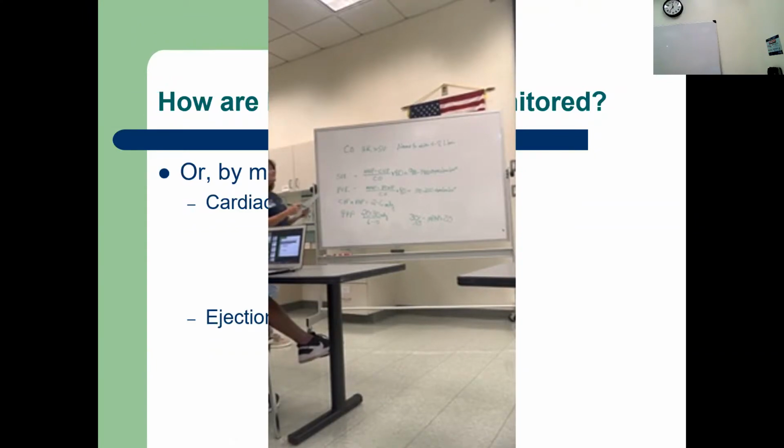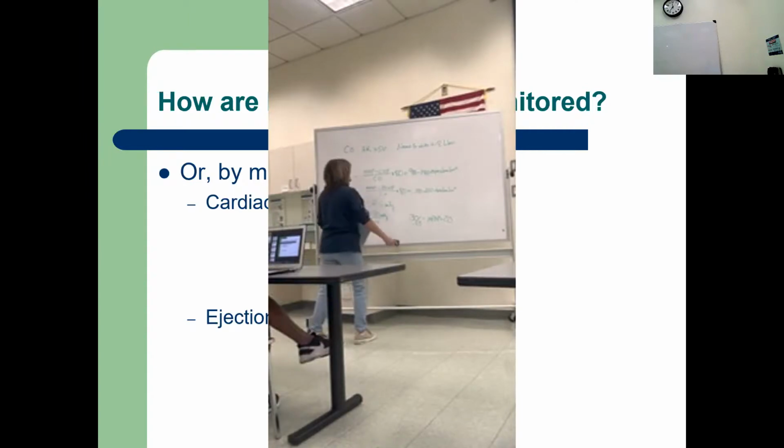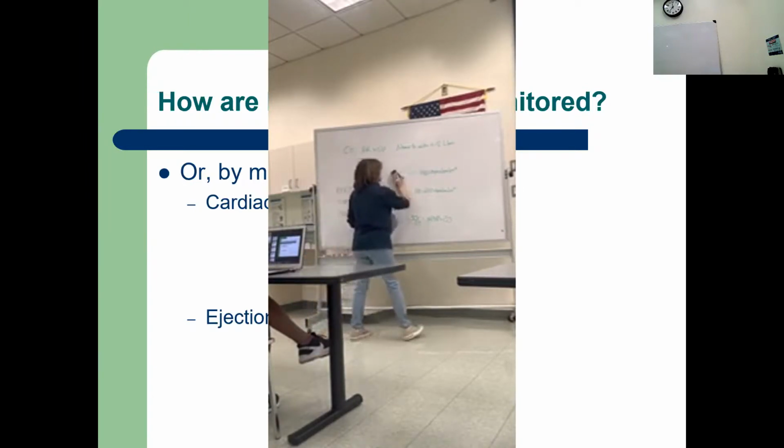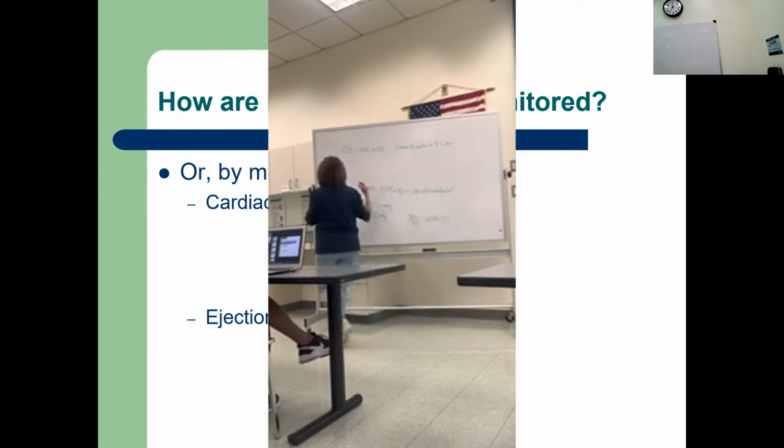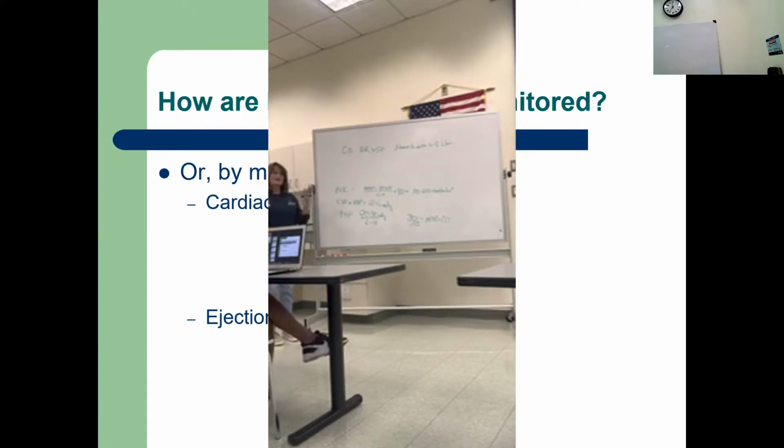And then ejection fraction. Okay, if you don't remember that one, it's okay. Stroke volume divided by end diastolic volume. So when you're looking at ejection fraction, you need to know how much blood is in the ventricles before it contracts, and then after it contracts, how much blood is left. And you come up with a percentage.